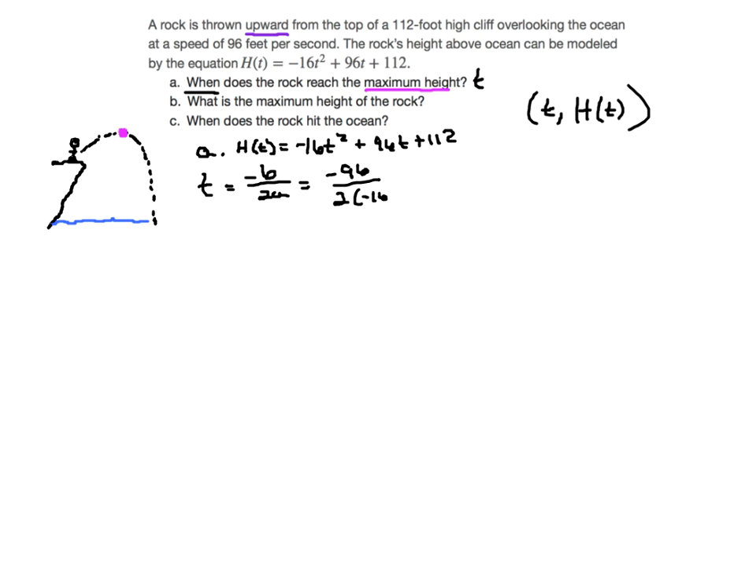In this case, that's negative 96 over 2 times negative 16, which is negative 96 over negative 32. Good thing it came out positive, because we don't have negative time. I'll get a decimal since this is a real life situation: 96 divided by 32. Oh, it's not a decimal, it goes evenly. So 3. This is per second, so my answer to A is that the rock reaches its maximum height at 3 seconds.